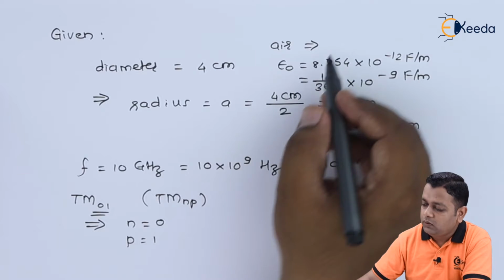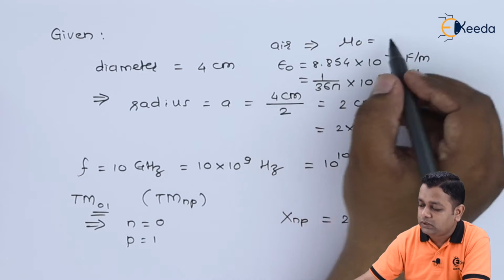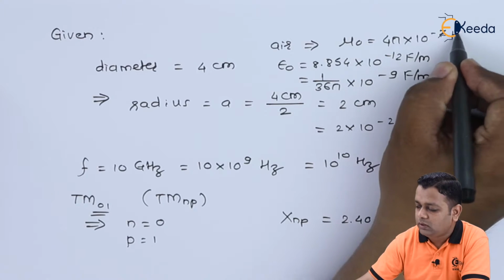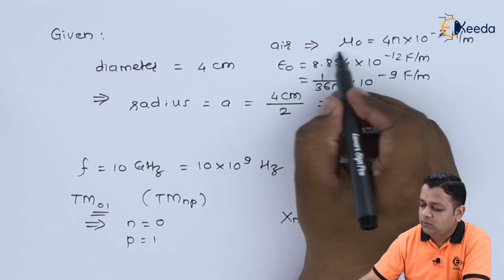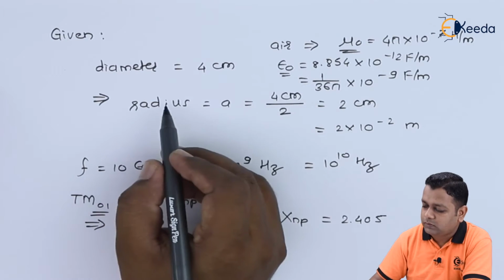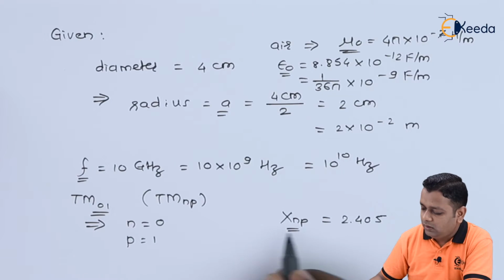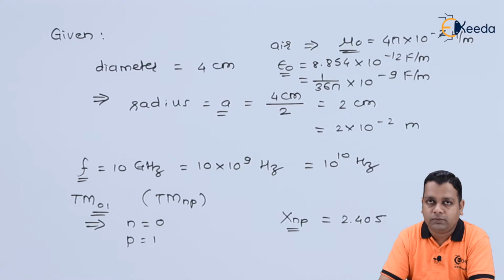Whereas for the air, we have the permeability value represented by mu suffix 0. It is equal to 4 pi into 10 raised to power minus 7 in terms of Henry per meter. So these are the various given values as per the problem statement. So let us make the computations for part A to part F.